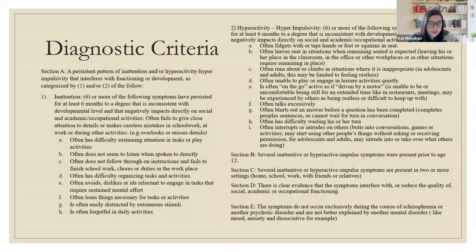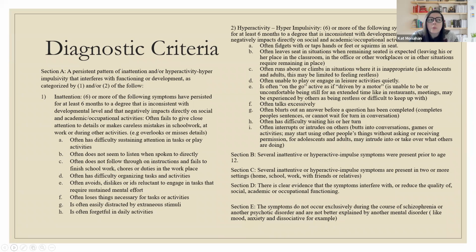The second criteria for A is hyperactivity and impulsivity. So 6 or more of the following symptoms have to have persisted for 6 months to a degree that is inconsistent with developmental level and that it negatively impacts their daily life. So this starts with A, often fidgets or taps their hands or feet, or they squirm in their seat. B, often leaves their seat in situations when remaining seated is expected.